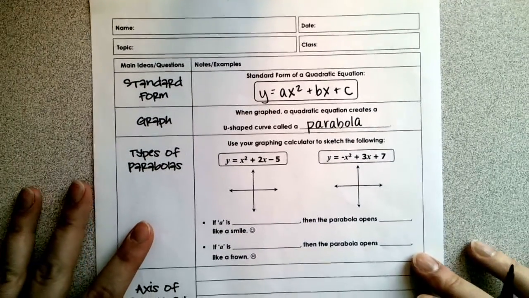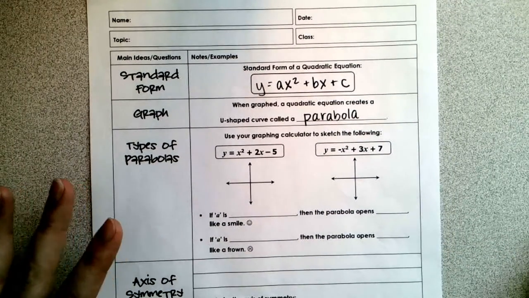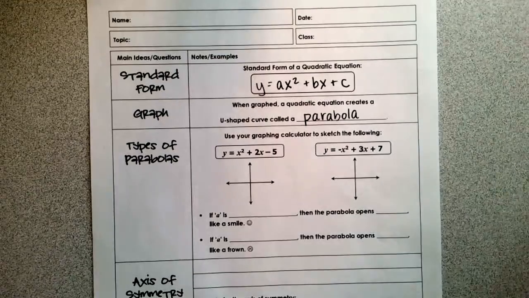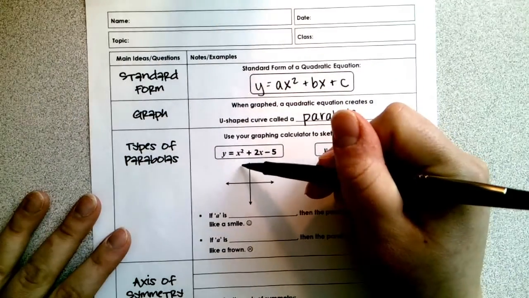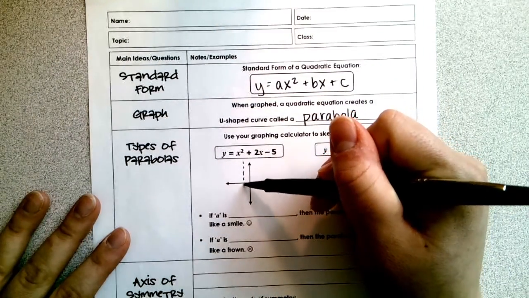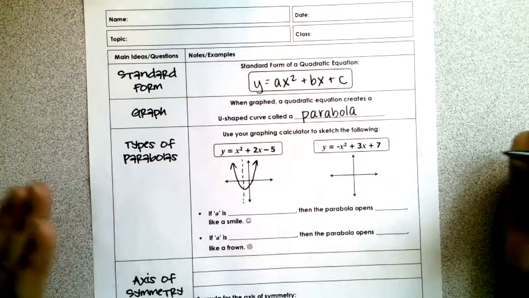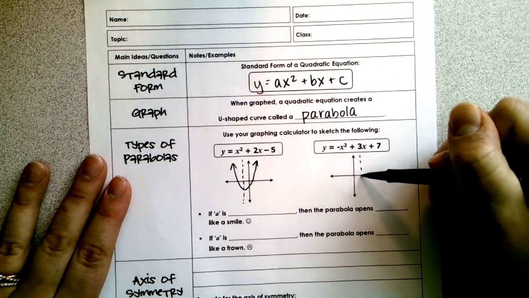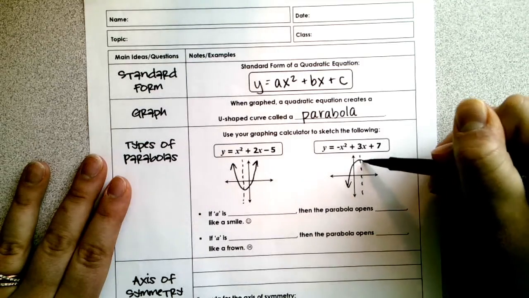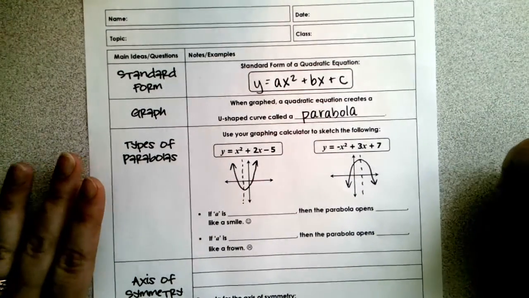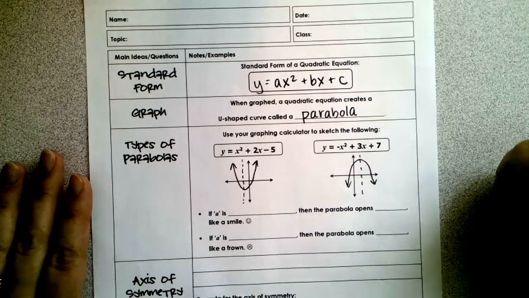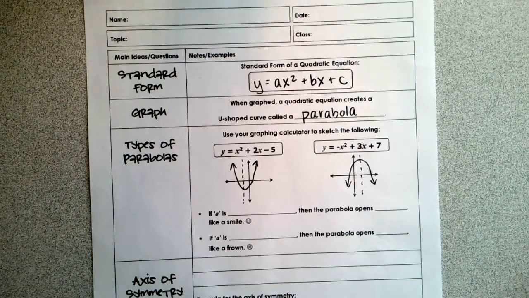So this says use your graphing calculator to sketch the following. I'm not going to have you do that. I will just show you roughly what this looks like. This first graph looks about like that, and the second graph about like that. We will get to graphing these in detail later, but for today I'm just going to tell you this is what it looks like.